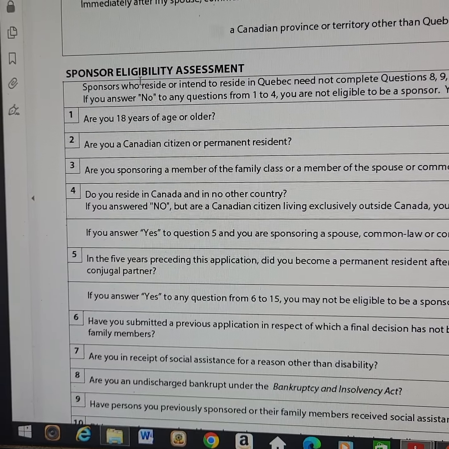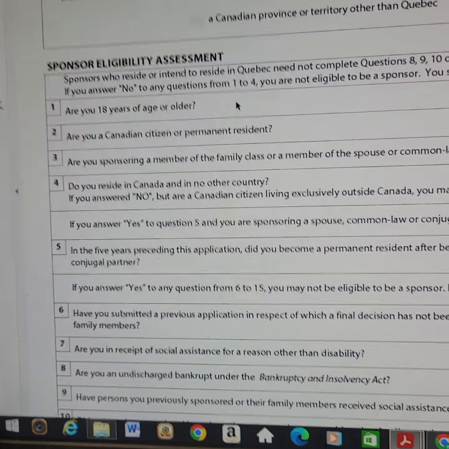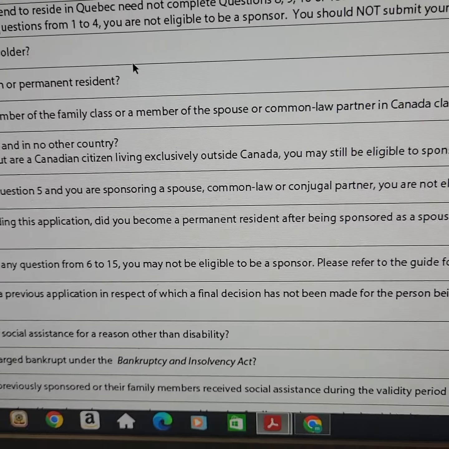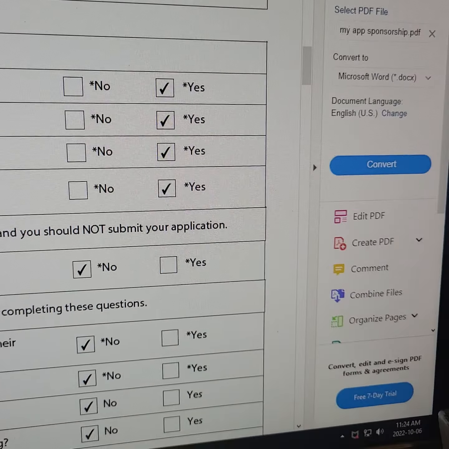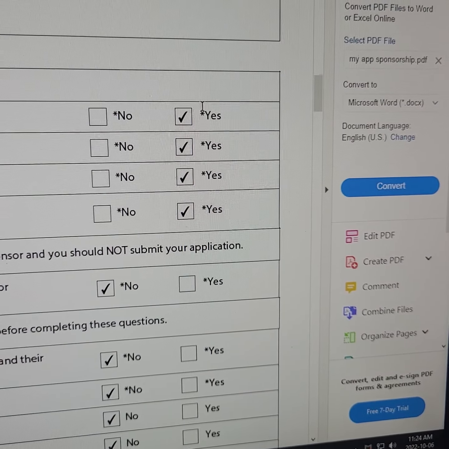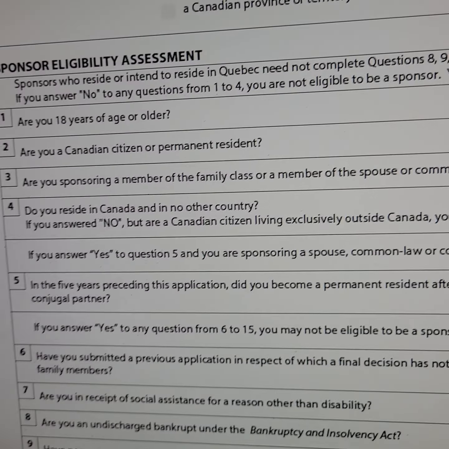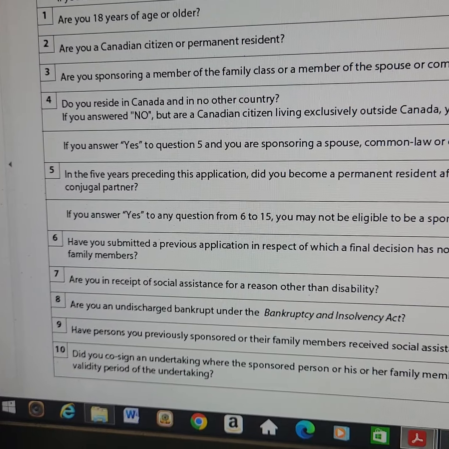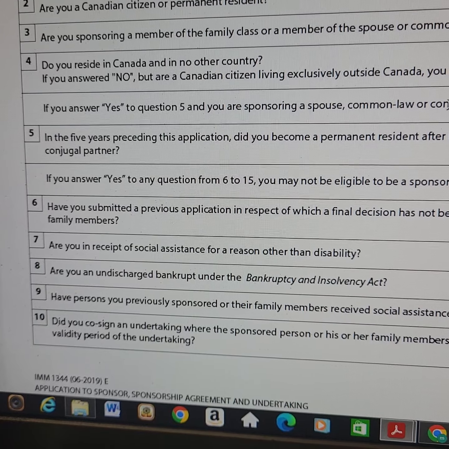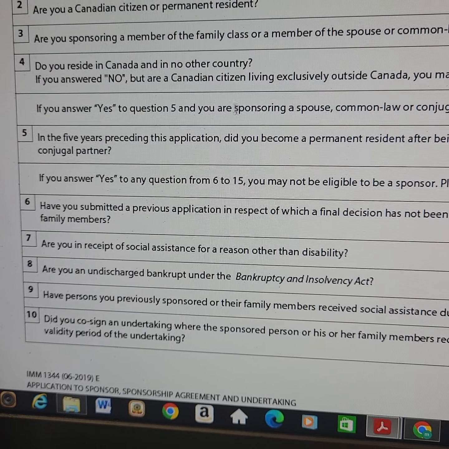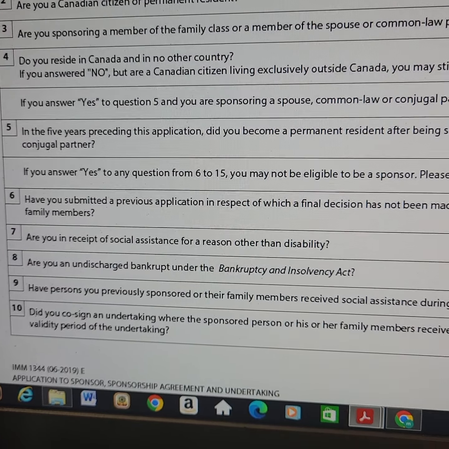Next one is the sponsor eligibility assessment. Here you will have to read all these, and in order to be eligible, all these answers have to be yes. Okay, now we're not going to read every single one of them, but make sure you read each question 2-3 times. Make sure you understand the question and proceed with the answer.